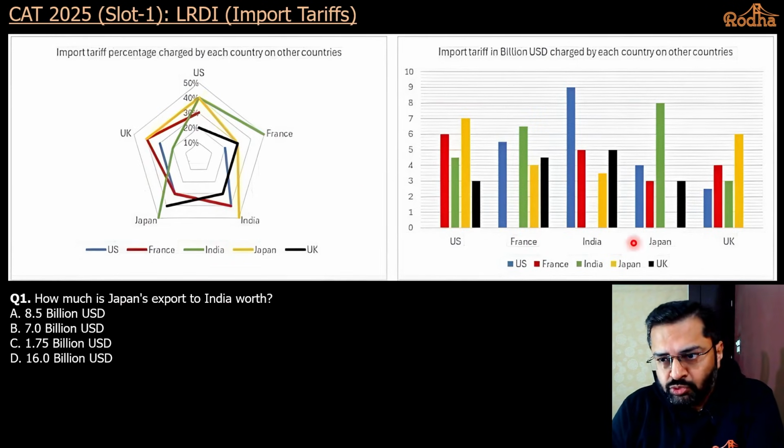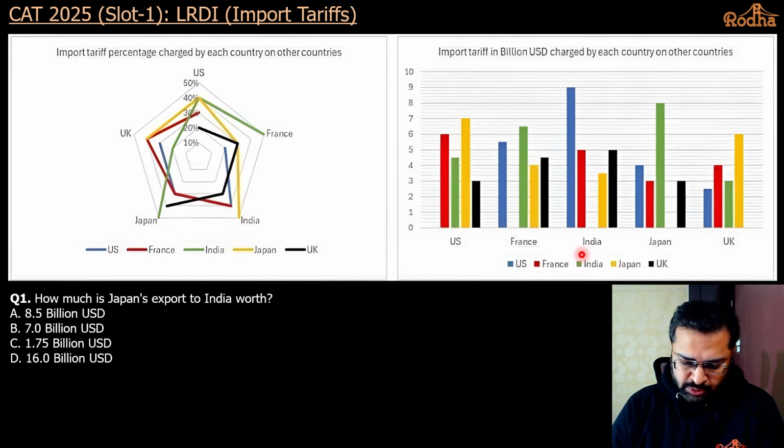Now, India's imports from Japan. How much is the duty levied, or how much is the import tariff? Where do we go? We go here, to this India. When we go to India, where is Japan? Japan is this. This is India and this is Japan. So when we talk about India and Japan, in this India, Japan is this yellow one, right?